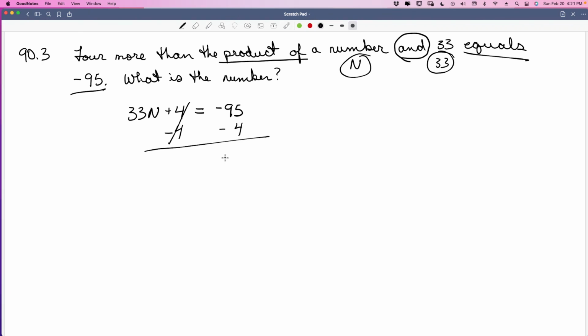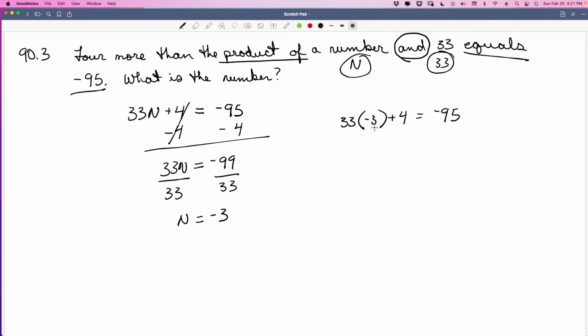So this cancels. 33n, I don't know why I keep forgetting to write the first 3, is equal to negative 99. So when we divide both sides by 33, we find that n is equal to negative 3. So we're going to take this and check our work, and we're going to say 33 times negative 3 plus 4 is equal to negative 95. So 33 times negative 3 is a negative 99 plus 4. We know that negative 99 plus 4, when we put it in a calculator, it's going to tell us that's negative 95 is equal to negative 95.